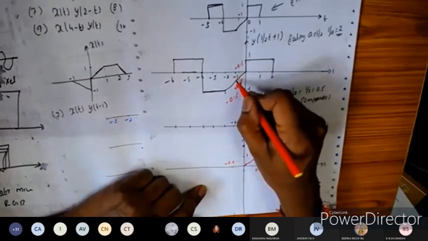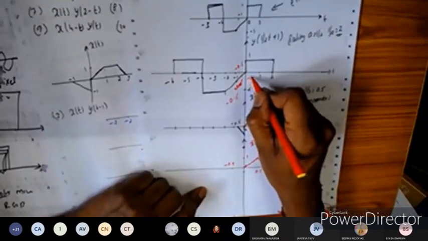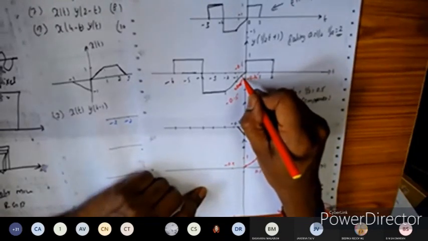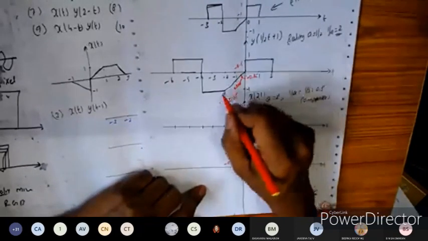So at t is equal to minus 1 it will be minus 0.5. At t is equal to minus 0.5 it will be minus 0.25 here. Minus 0.25 will be there. At t is equal to minus 0.5 here, because this is a scale.